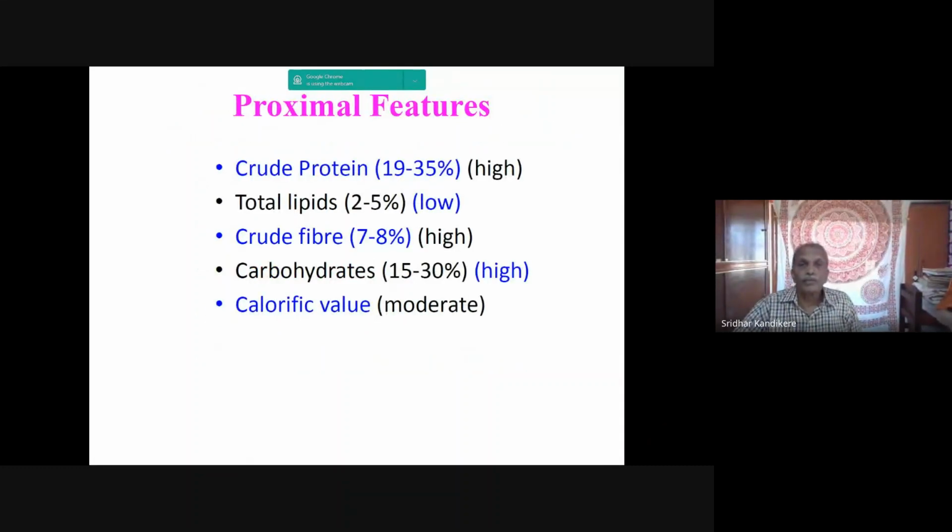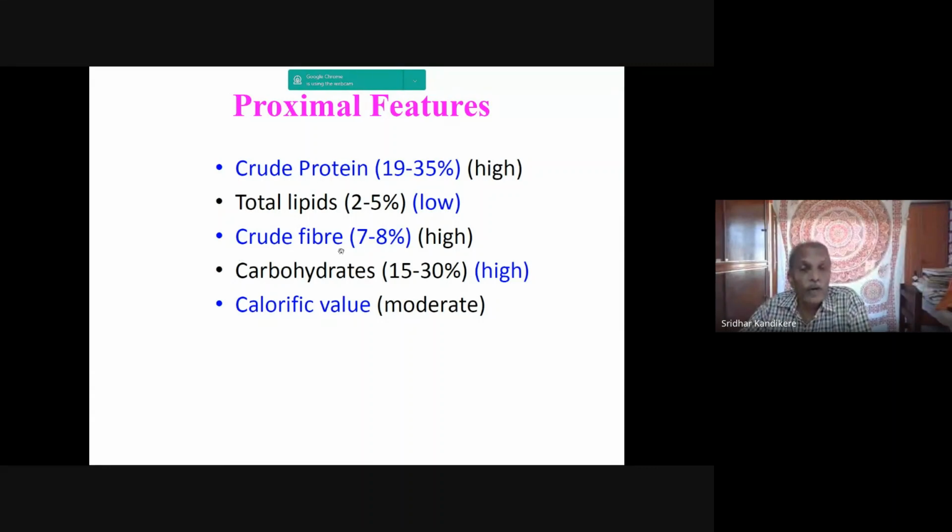With regard to the proximate features of mushrooms, crude protein ranges up to 35%. Here, 19% is equivalent to that of green gram, and 35% refers to the soya bean. So the protein content is very high, but the total lipid content ranges from 2 to 5%. It is low. Therefore, a food material with low lipid and high protein is always advantageous for human consumption.